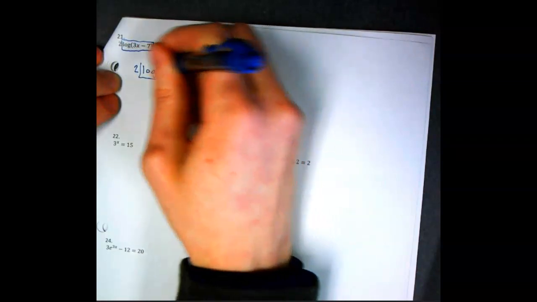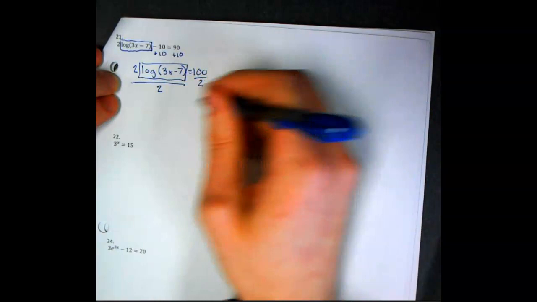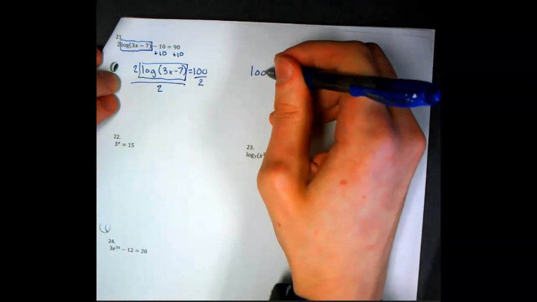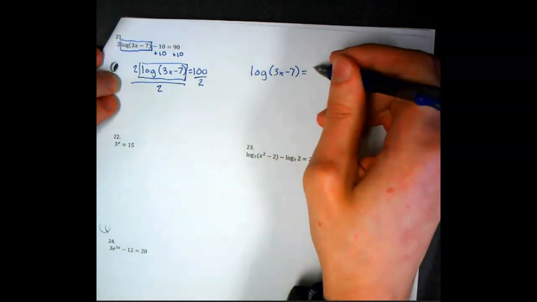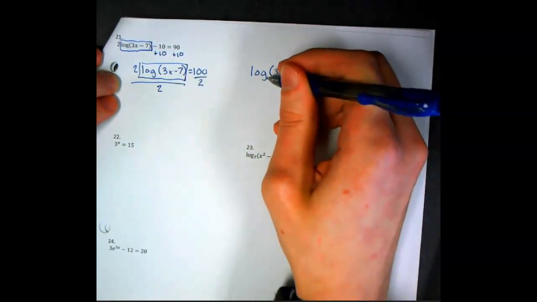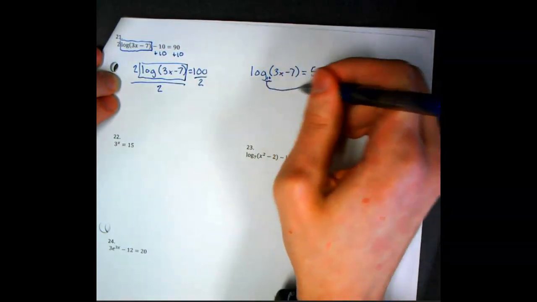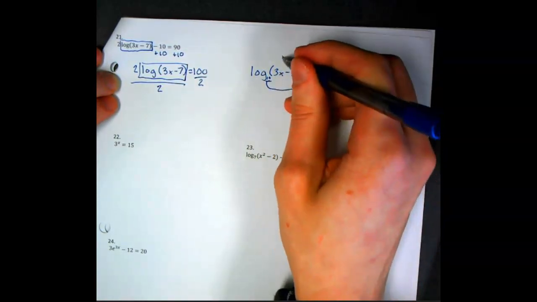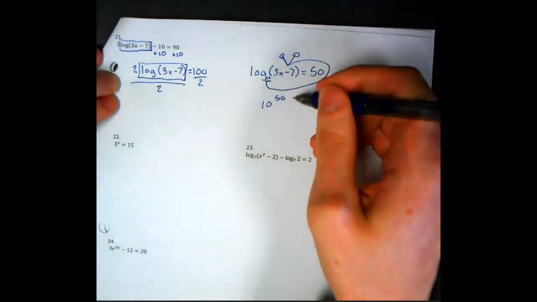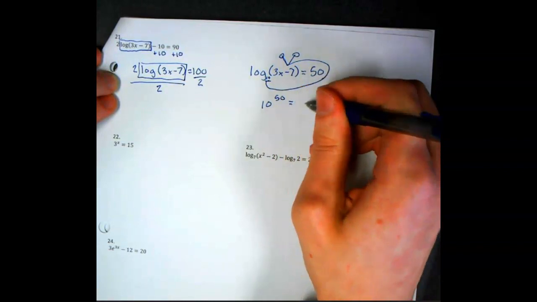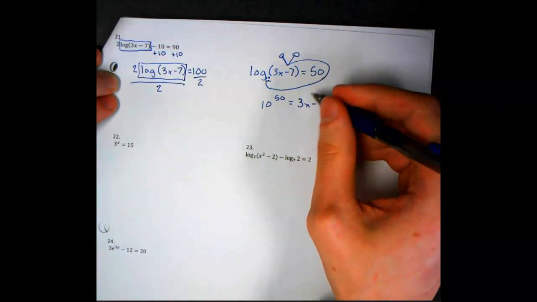We'll keep that box again, which means we need to get rid of that 2. And we'll have log 3x minus 7 equals 50. There's that invisible base 10. So we'll do the snail. And we'll have 10 to the 50 equals 3x minus 7. Now we just need to finish solving for x.